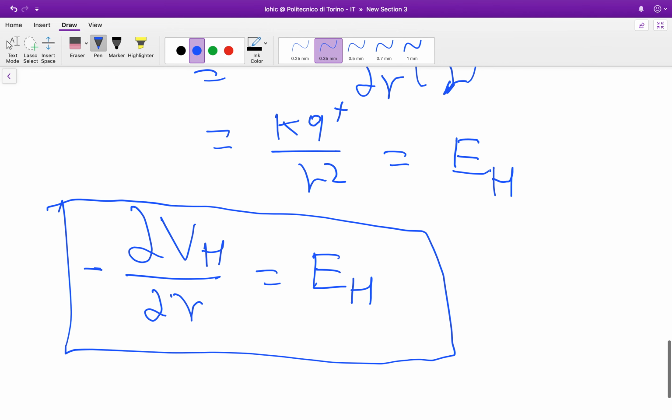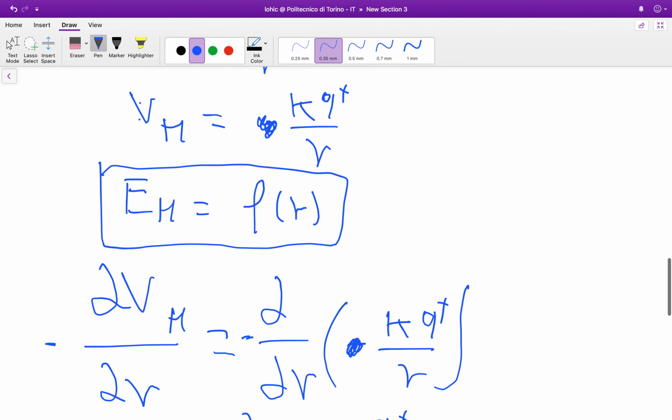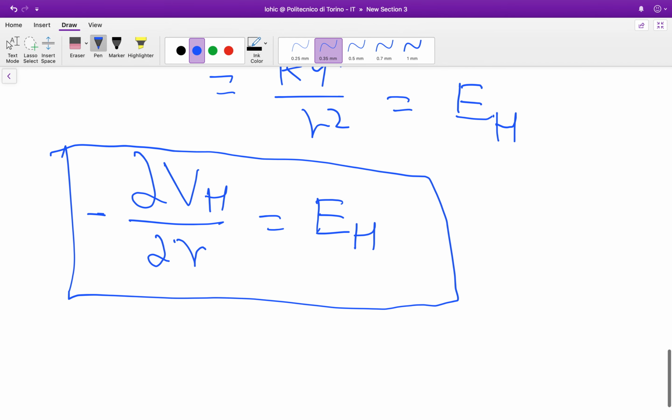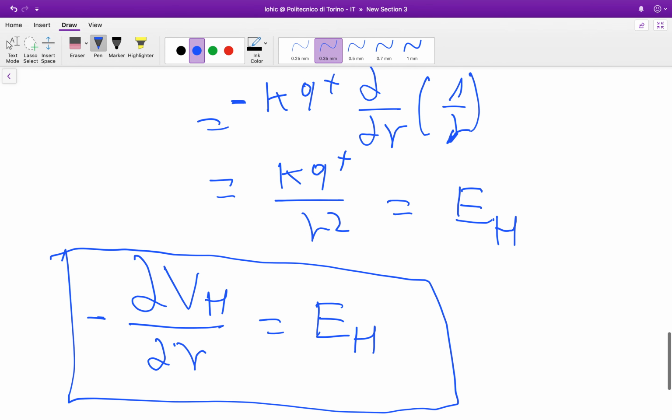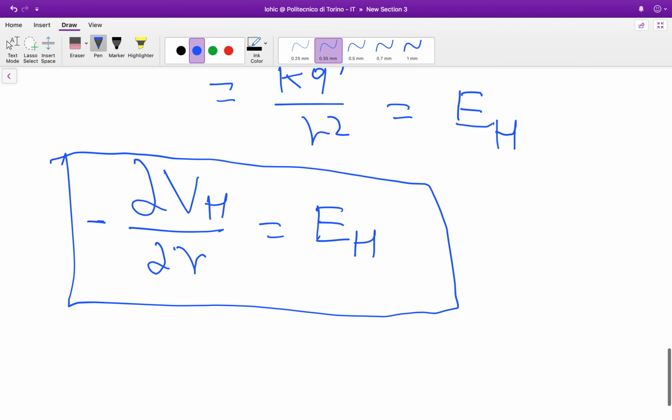Yes or not? So the way we introduce the potential is such that its derivative with respect to R is always equal to the magnitude of the electric field, because pay attention that here there is no direction. Minus the derivative of the electric potential with respect to R is equal to the electric field at this point.